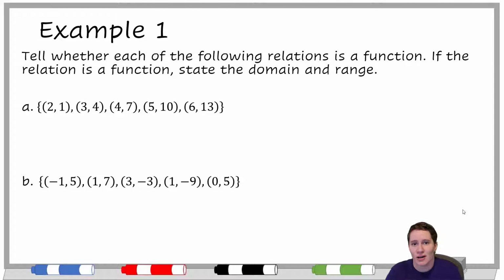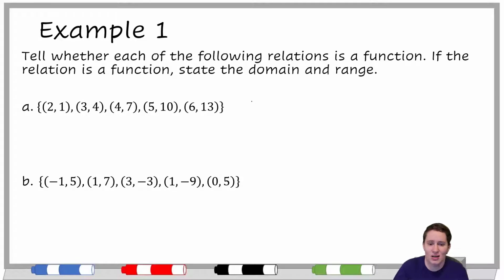So the way we figure out specifically for a set of ordered pairs whether this is a function or not is every x needs to have exactly one answer for y. So as I look at my x values here, okay, 2 has an answer, 3 has an answer, 4 has an answer, 5 has an answer, 6 has an answer. They each have one answer. So this is a function.